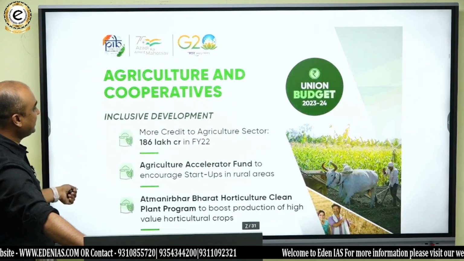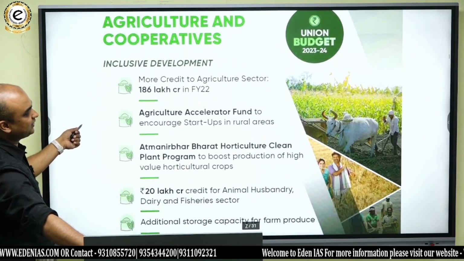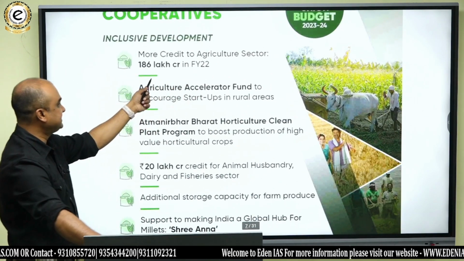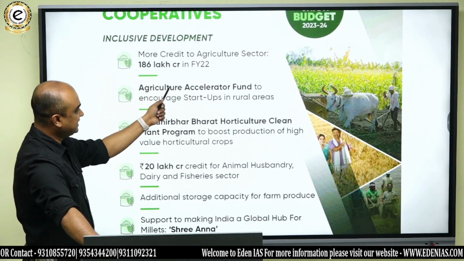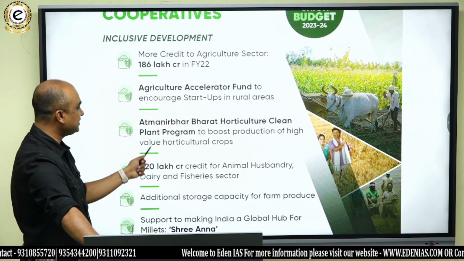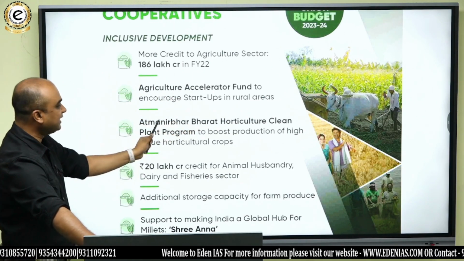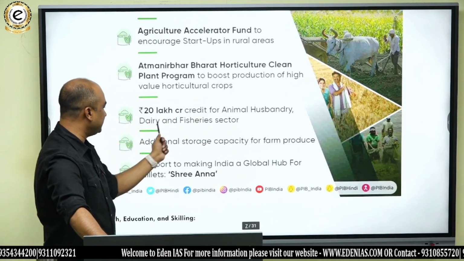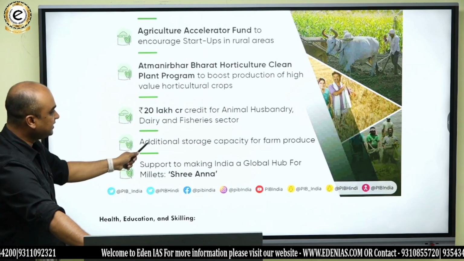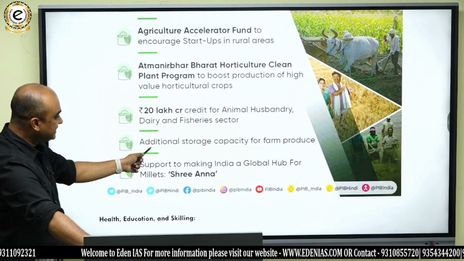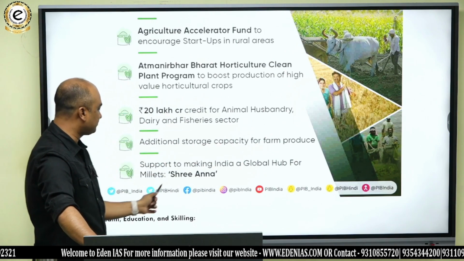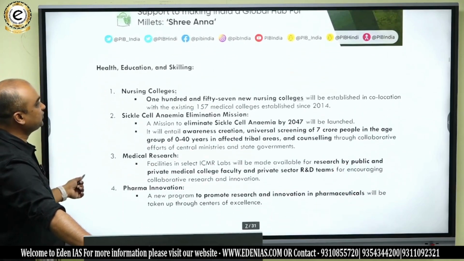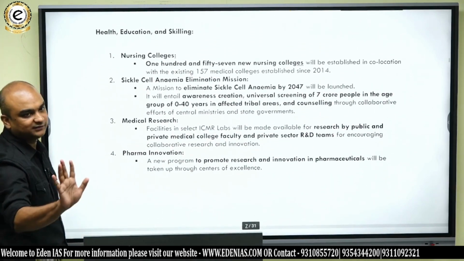Now agriculture and cooperatives, if you see the budget 2023-24, what it says, inclusive development के लिए more credit to agriculture sector, 186 lakh crore in financial year 22. Agriculture Accelerator Fund to encourage startups in rural areas. Atmanirbhar Bharat Horticultural Green Plant Program to boost production of high value horticultural products. 20 lakh crore credit for animal husbandry, dairy and fisheries. Additional, इसमें मत्स्य संपदा वाला भी आ जाता है. Additional storage capacity for farm produce and support to making India global hub for millet, which is Sri Anna. Health, education and skilling. ये हो गया तो पूरा inclusive development हो गया.